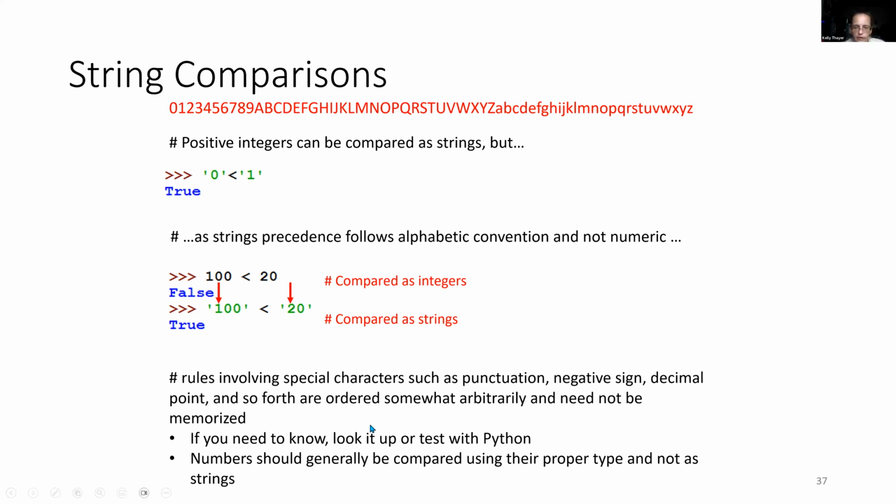There's also rules for characters such as punctuation, the negative sign, decimal, and many others, and they're all ordered. They're actually ordered by the ASCII table. So I don't really see that there's a point in memorizing that. So just know that all of the things are ordered. You should know how to do the ordering for the capitals and the lowercase, and know that this problem happens with the numbers. But if you have some other character, you can just do it in Python and find out, and you should understand that that means that it's lower in the table than another one, and so on. But numbers also really should be just compared as their proper type and not as strings.